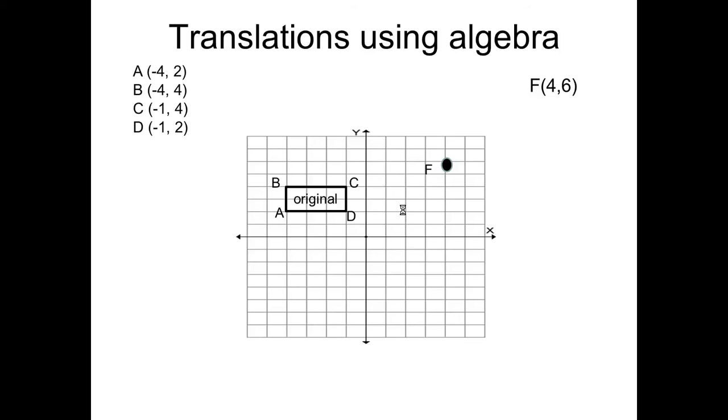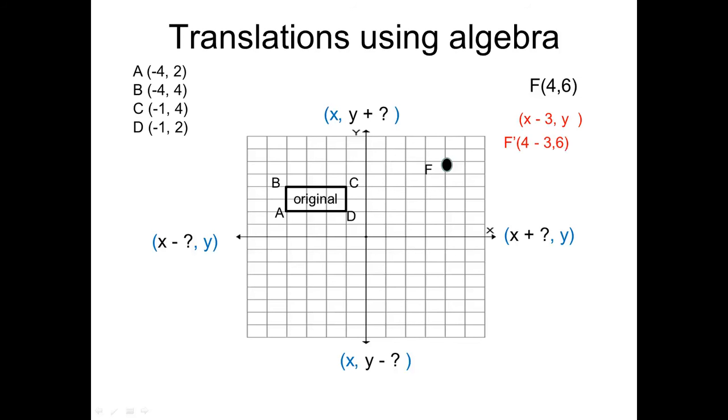Translations using algebra means that instead of having to actually slide the figure, we're going to use the concept of my x and y coordinate to see how we're going to move the figure to redraw. So this is asking me to translate the x coordinate by -3. Visually, that means I'm going to go to the left 3. My y coordinate is going to remain the same. Using the algebra, it means I'm going to shift the 4 back 3. So I'm going to subtract 3 from 4, and my F prime is 1, 6.